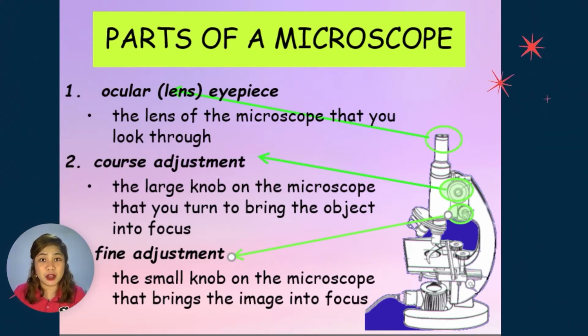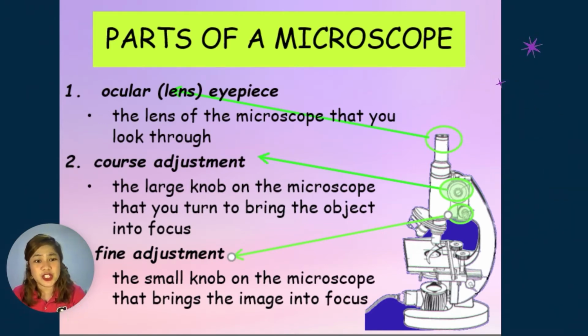So just like in binoculars, there are 2 eyepieces that you use to see or to magnify objects. And in the case of the microscope, we use the ocular lens or the eyepiece to magnify the different organisms that you want to see under the microscope.